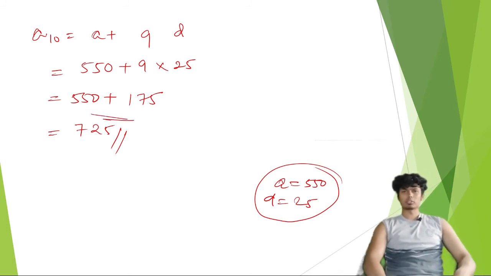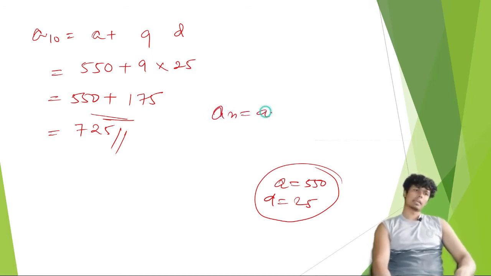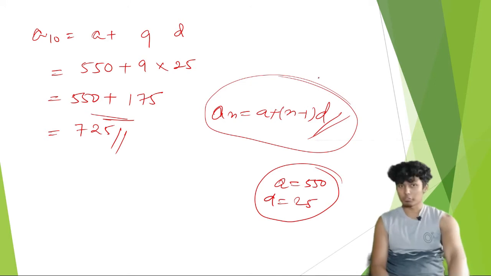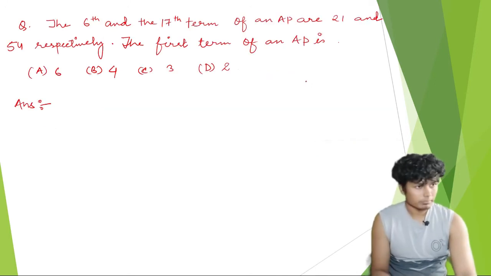I hope it is clear to you. Not that complex, not that difficult. Do not forget the formula. What is the formula? An is equal to A plus n minus 1 D. Remember the formula. Let us move forward to another question.